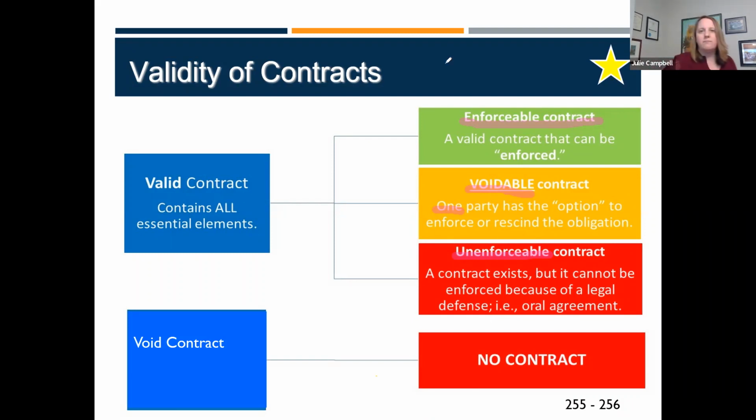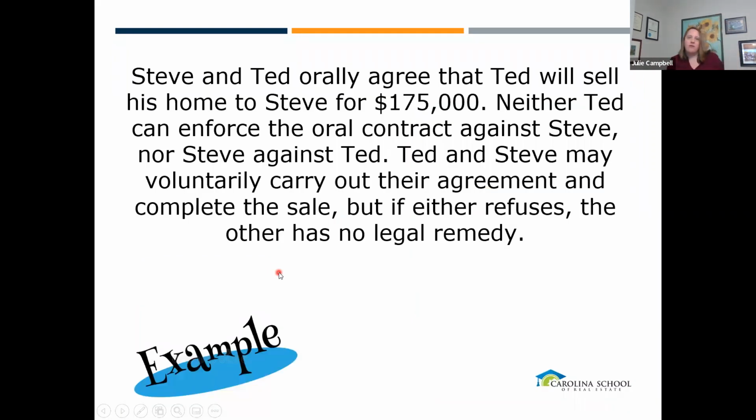Questions so far? So let's see an example. Steve and Ted orally agree that Ted will sell his home to Steve for $175,000. Neither Ted can enforce the oral contract against Steve, nor Steve against Ted. Ted and Steve may voluntarily carry out their agreement and complete the sale, but if either refuses, the other doesn't have a legal remedy. Why? Because it's unenforceable, it's oral. If either refuses, there's nothing we can do about it.